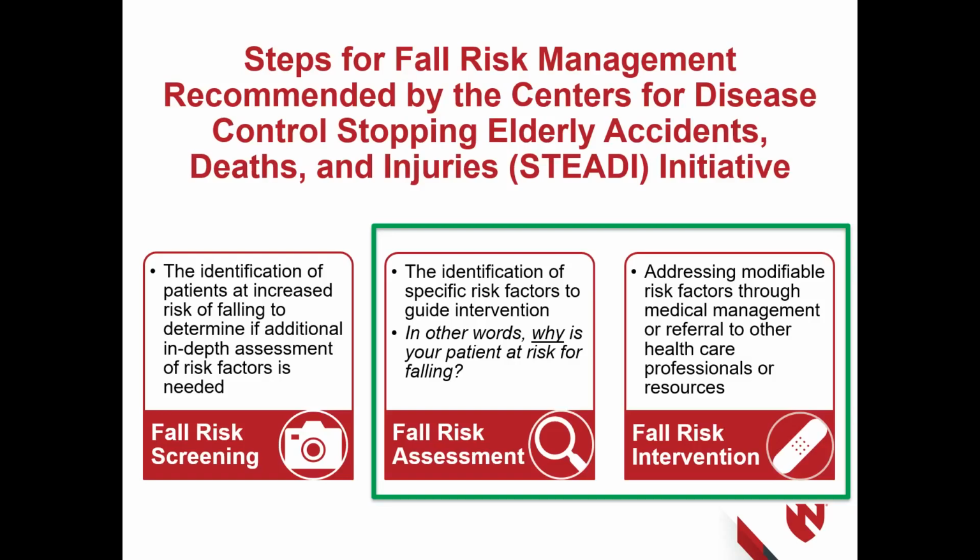Steps 2 and 3 are assessment and intervention. They are what follows if a patient screens positive for being at risk for a fall. Assessment is a step to take where you are trying to identify specific risk factors that place that patient at risk for falling. In other words, why is that patient at risk? Impairments in gait strength and balance may be one of those risk factors. And then intervention is the step where you take action to address a risk factor.